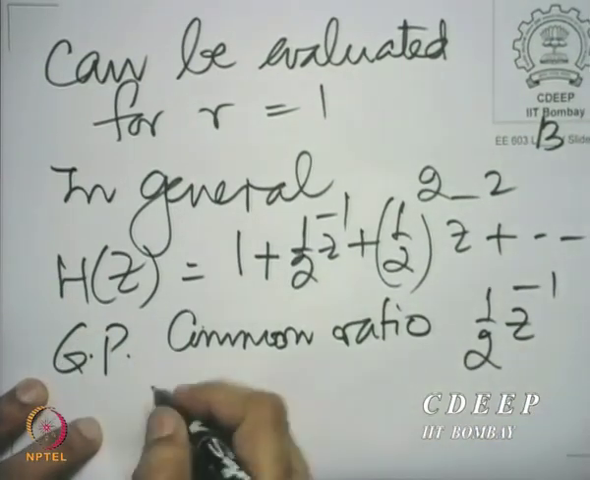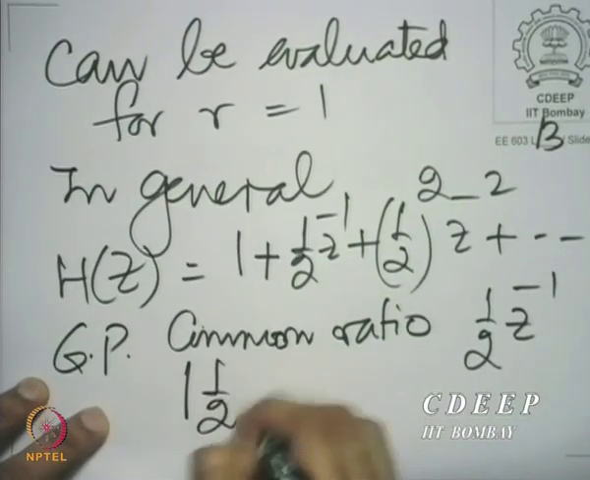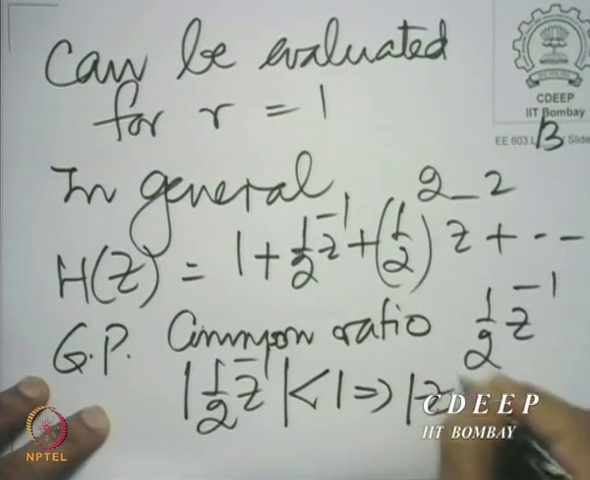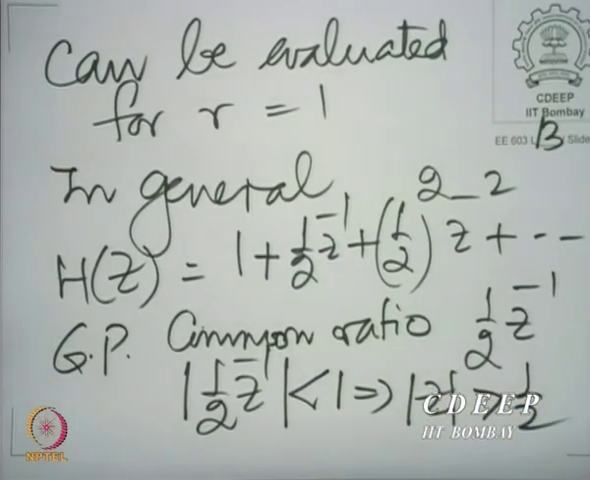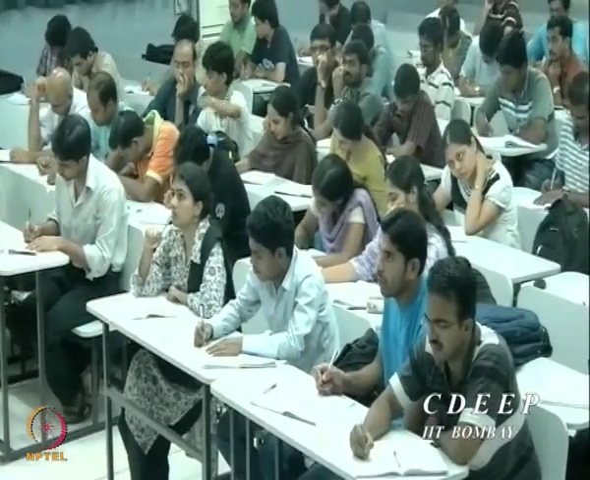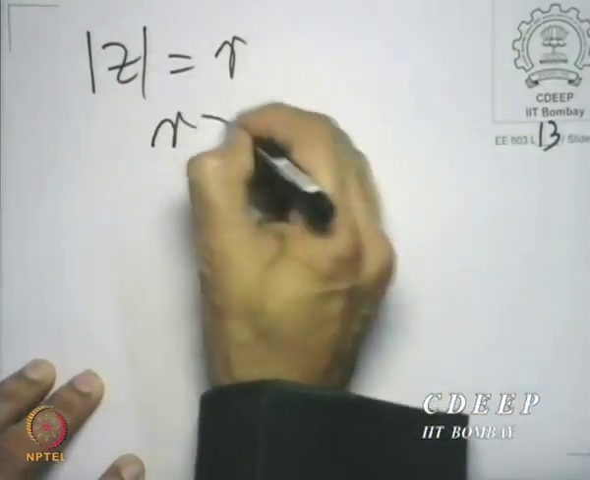Now, obviously the GP converges if |½z⁻¹| is less than 1, which means |z| is greater than half, or it is the same thing as saying r is greater than half. |z| is equal to r by definition. So, we have |z| equal to r. So, we need r to be greater than half.